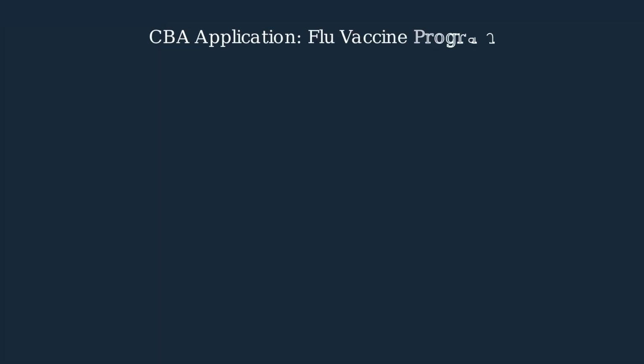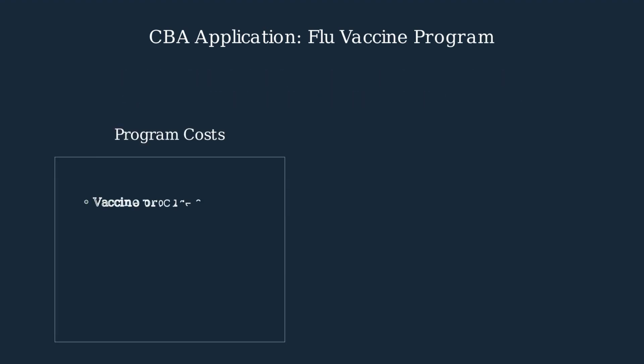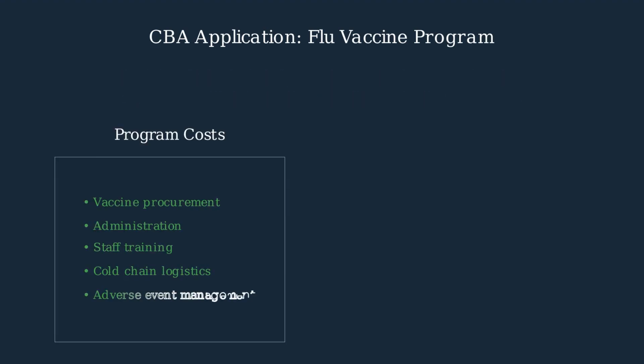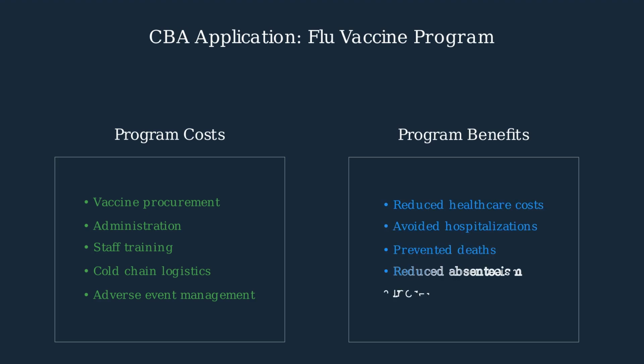Cost-benefit analysis applied to flu vaccination programs allows us to evaluate their comprehensive economic value. When analyzing a flu vaccination program, we first identify the program costs, including vaccine procurement, administration, staff training, cold chain logistics, and management of potential adverse events. On the benefits side, we quantify reduced healthcare costs, avoided hospitalizations, prevented deaths, reduced work absenteeism, and increased productivity.